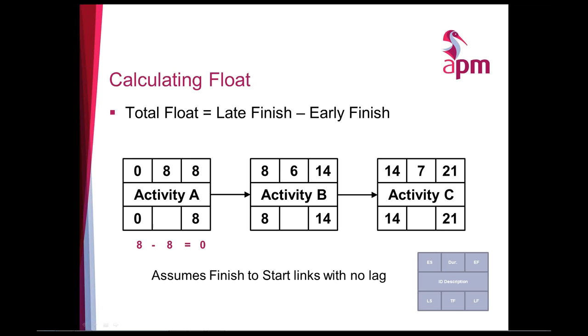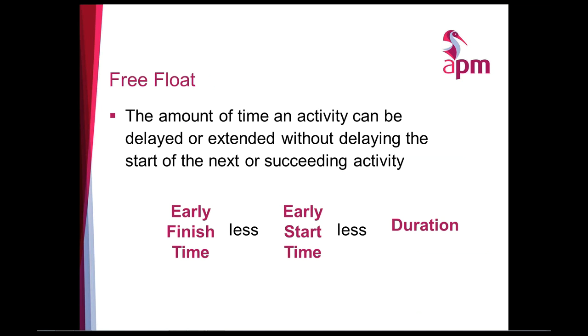So in our example here, you can see 8 minus 8 is 0, so there's no float on any of these activities. You've got 14 minus 14, the late finish minus the early finish, is 0, and 21 minus 21. You can see you get exactly the same answer if you had 14 minus 14 or 8 minus 8. There's also free float.